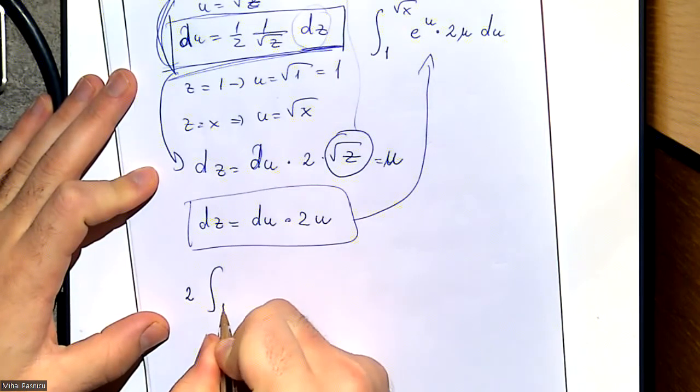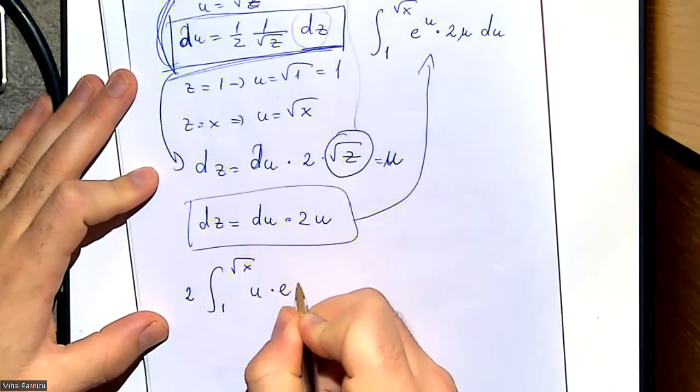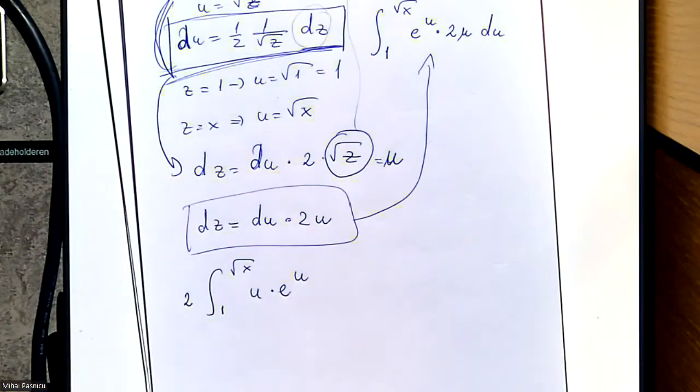The integral from 1 to square root of x of u times e^u du. Now, does this integral look familiar to you? I think we solved it in class like 4 times already. As you can see, all the integral problems are just wrapped in some nice thing, but they all converge to some sort of problem that we've solved in this class.